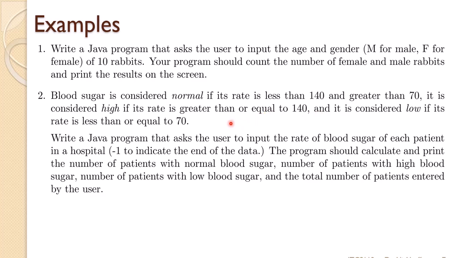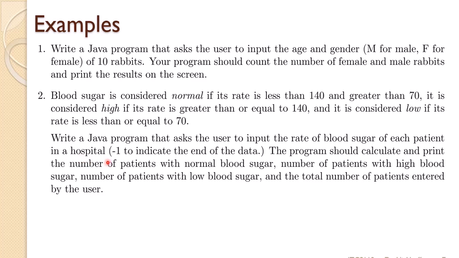or low. Write a program that asks the user to input the rate of blood sugar of each patient in a hospital. When we say each patient in a hospital, it means more than one. So we're not going to read only one rate, we are going to read multiple rates. So here it indicates that we need a loop.